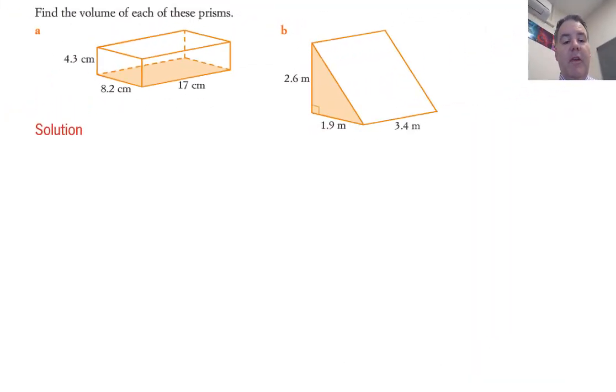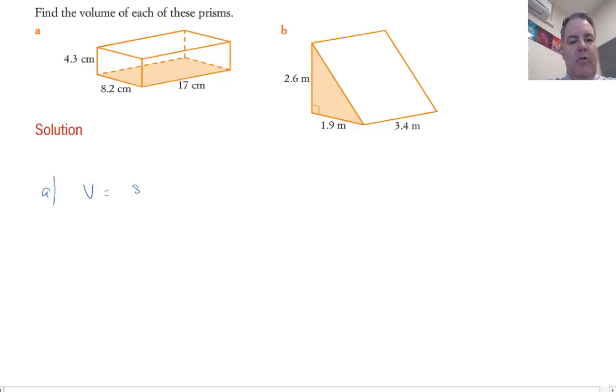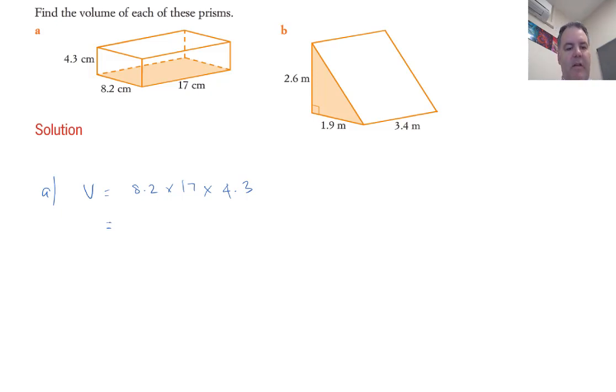So for these two examples here, we're going to apply that idea. For the first one, for part A, the volume is just the cross-sectional area, which is 8.2 times 17. That's the area of that base there. And then we just times that by 4.3 to get the volume of the whole shape. And this is easy because it's in centimeters, so we don't have to worry about the units in this case here. So let's get the trusty calculator out.